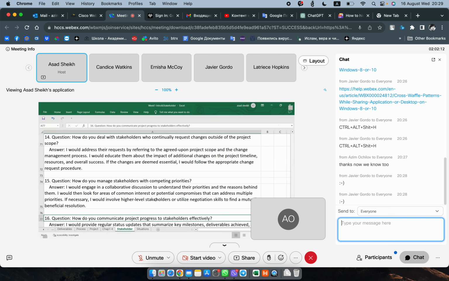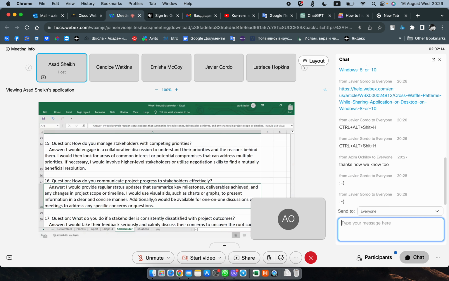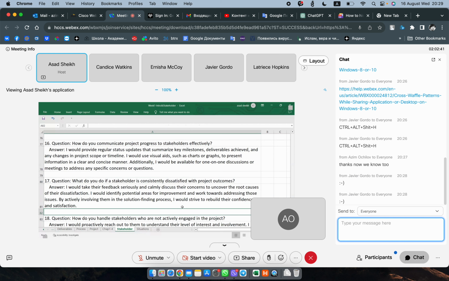And you can answer all of those questions by just having that understanding of what they're doing to you to confuse you, basically. How do you manage stakeholders with competing priorities? Again, how do you communicate project progress to stakeholders effectively? Okay, this is about communication. So depending on how they want to be satisfied, you can give them a milestone report. So this is based on that. That's an easy one.